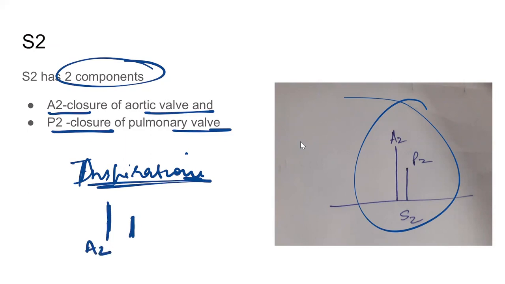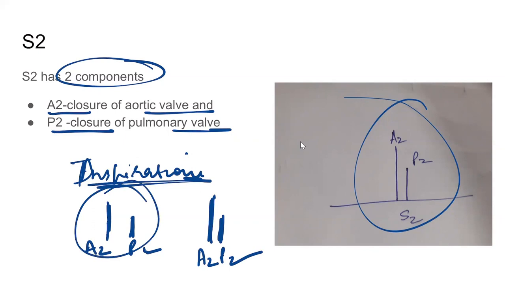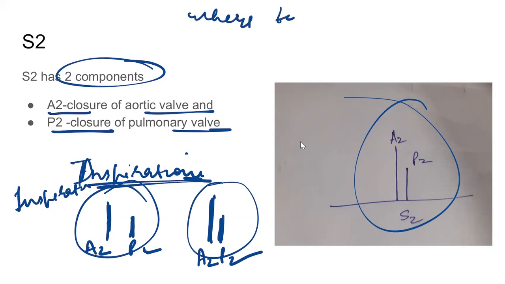So A2, and during expiration, blood in left side of the heart increases while right side decreases, leading to narrowing of this gap. So normal splitting of A2 P2 can only be appreciated in inspiration, because in expiration they come too close that we are unable to appreciate them. Now, where to listen for splitting?